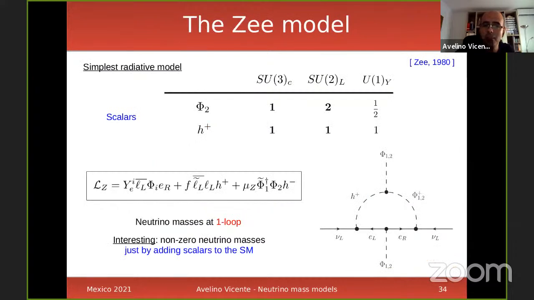The simplest radiative model is the Zee model that is already very old, from the 80s. Actually, this is a very impressive paper by Zee. And the model is very simple. So you just add a second Higgs doublet. This phi2 is a second Higgs doublet with exactly the same quantum numbers as the standard model Higgs doublet, and a singly charged scalar, nothing else. So this scalar is singlet under SU(3), singlet under SU(2), and has hypercharge +1. So the electric charge of this scalar is +1 as well.